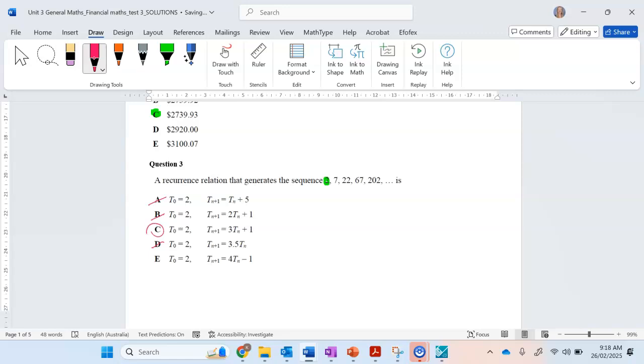Let's just test that it's not option E. 2 times 4 is 8 minus 1 does give you 7. 7 times 4 is 28 minus 1 is not 22. So only C works for that one. So just substitute in the first value, checking that you get the 7, and we did get that for a few of them, but then substitute in the 7 to see that you get the 22.